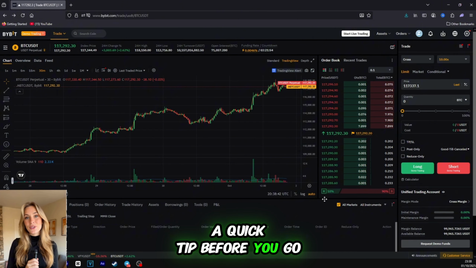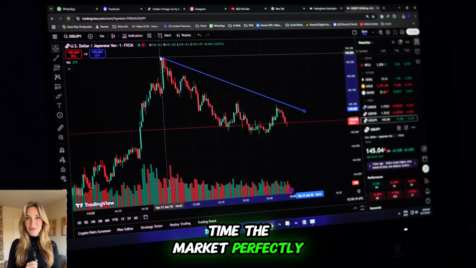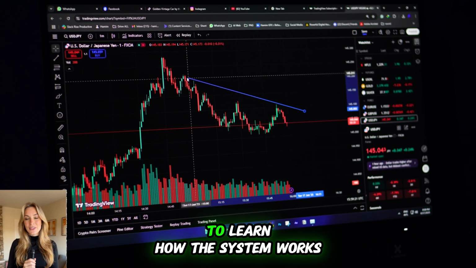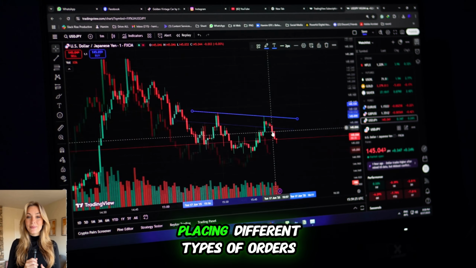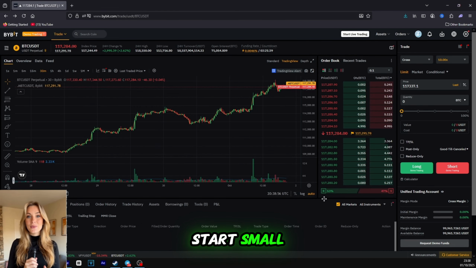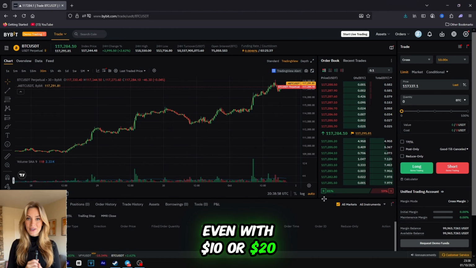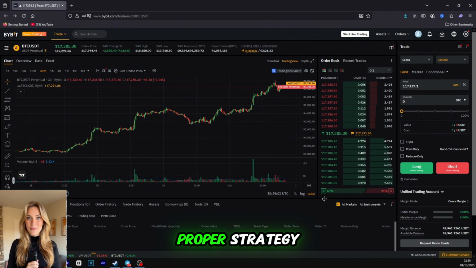A quick tip before you go. When you're just starting out, don't worry about trying to time the market perfectly. Your first goal is simply to learn how the system works. Get comfortable navigating the trading screen, placing different types of orders, and understanding how trading pairs work. Start small, even with $10 or $20, and treat it like practice. Once you've got that down, you can start building a proper strategy.